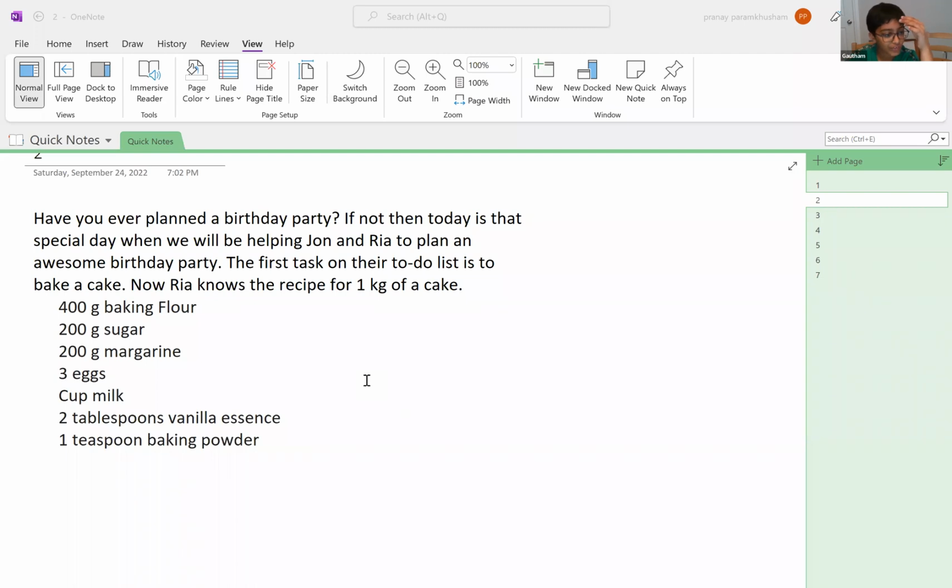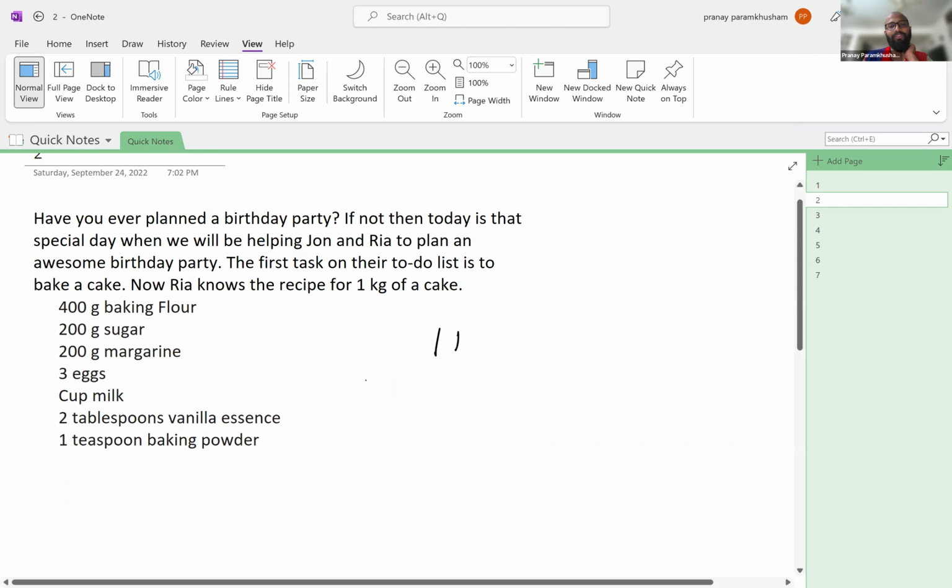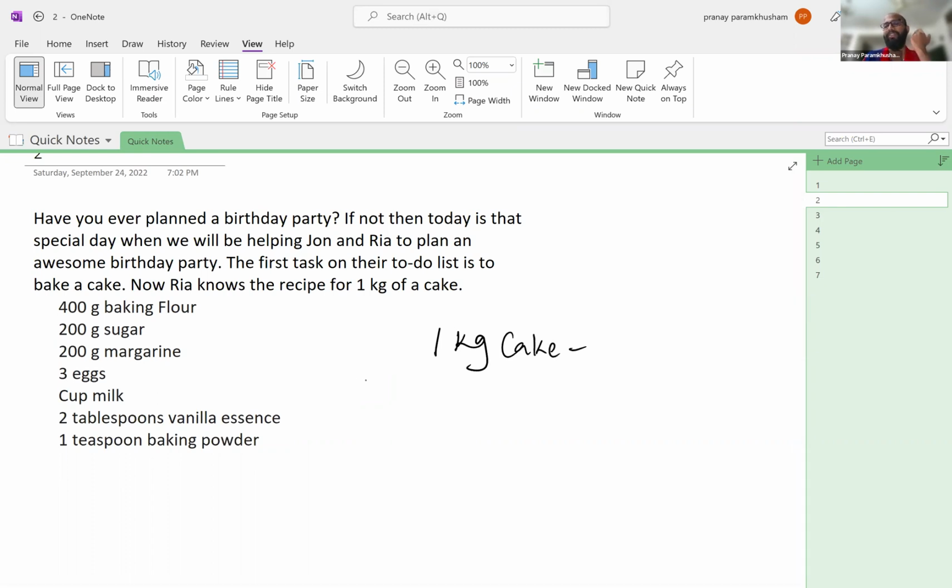We will be helping John and Mia to plan an awesome birthday party. The first task is to bake a cake. The recipe for 1 kilogram of cake needs 40 grams of baking powder, 20 grams sugar, 20 grams margarine, 3 eggs, cow's milk, 2 tablespoons vanilla essence, and 1 teaspoon baking powder. This 1 kg of cake will be sufficient for 10 people. But at the party, 40 people are coming.